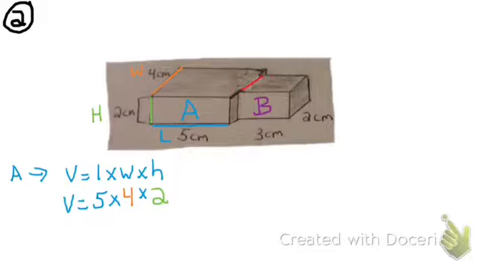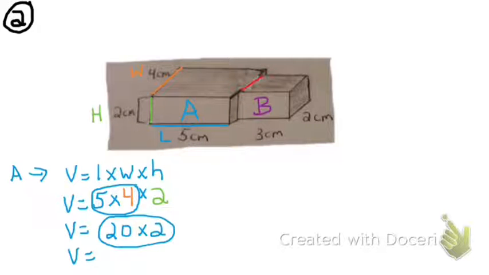I'm ready to go ahead and multiply. I'll do 5 times 4 first. That's going to equal 20. Bring down my times 2. And basic facts, 2 times 2 is 4. And tack on that 0, giving me 40. Notice in this problem my unit is centimeters, so that would be 40 centimeters cubed.